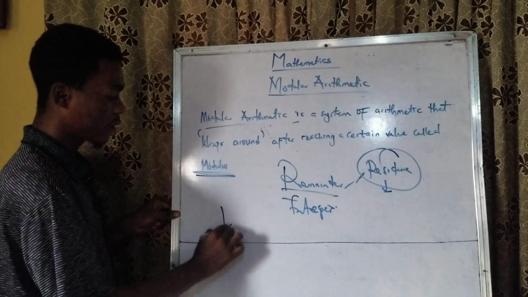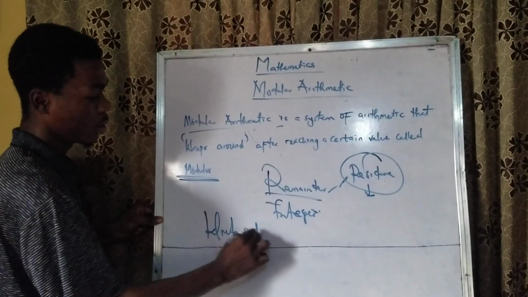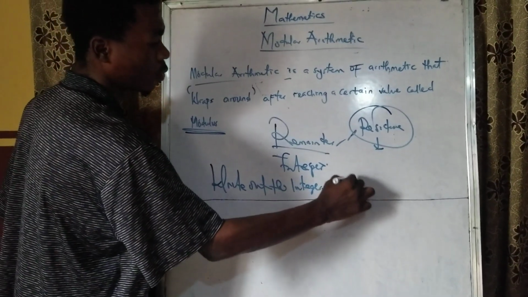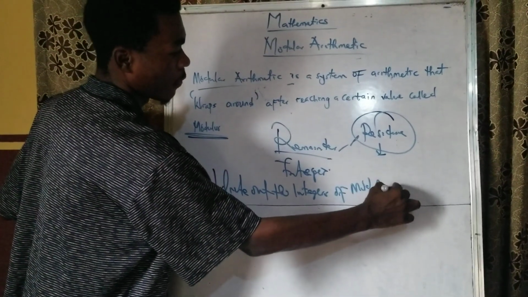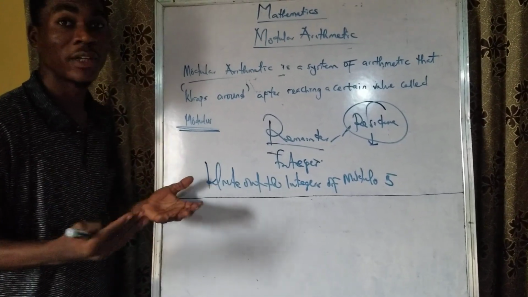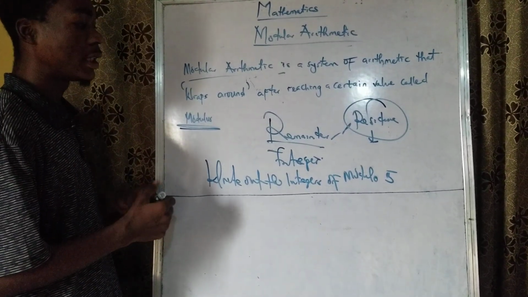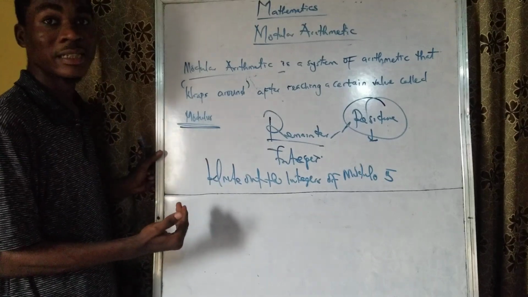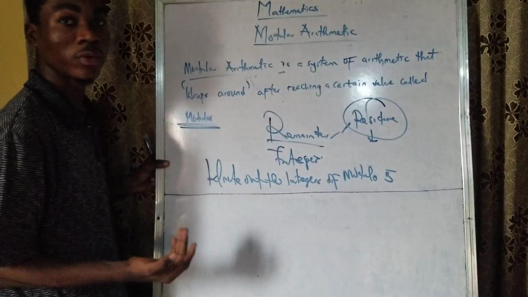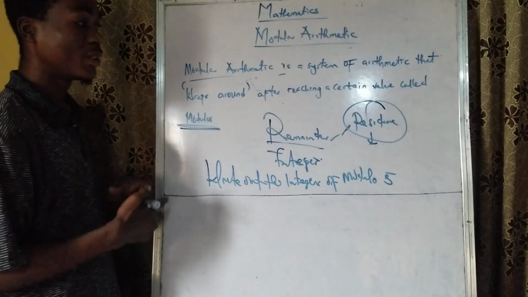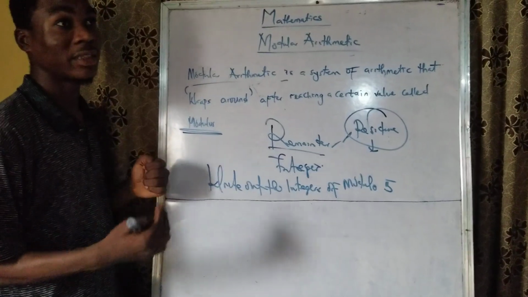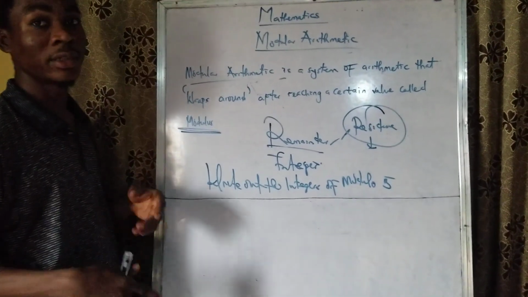Let's start with this: write out the integers of modulo 5. What does it entail? If we are told to write out the integers of modulo 5, what does it mean? It means that you should write out the numbers starting from 0, but they must not be up to the modulus. Do we get what I'm trying to say? Just like in the number base system, where we found that it must not be up to the base, and if it is up to the base, we divide.